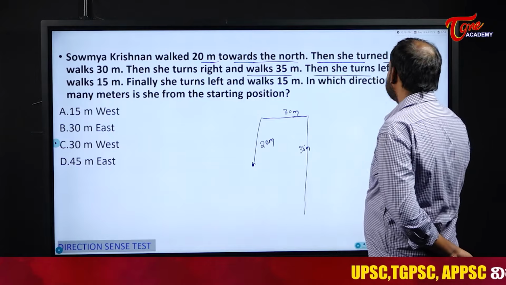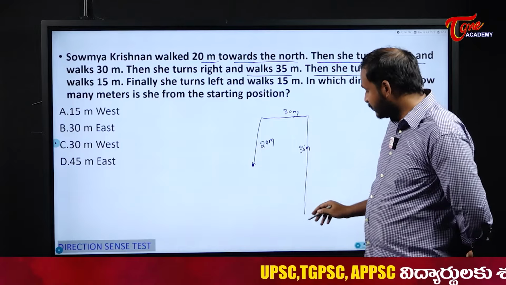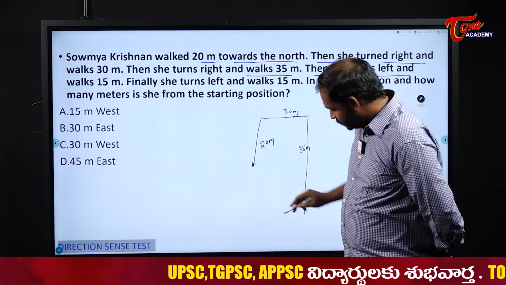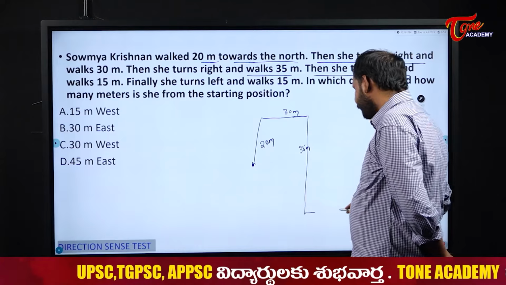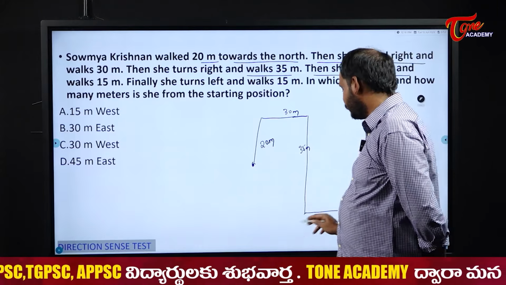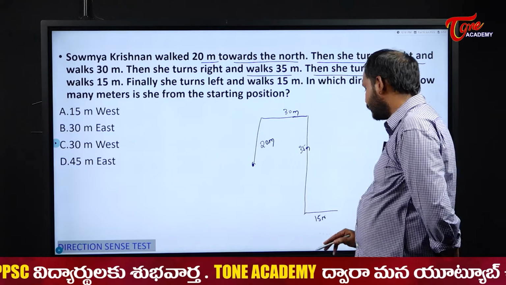35 meters. Then she turns left. Now she is moving in this direction. Turning left means what, students? This direction. Turns left and walks 15 meters. Okay, now she walked 15 meters.